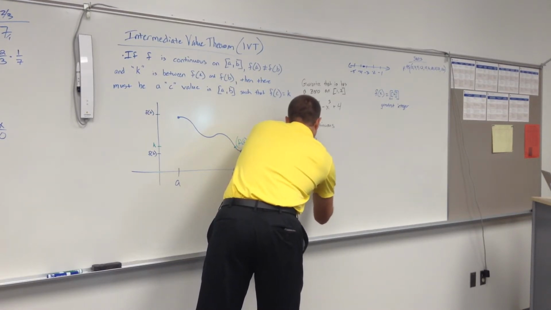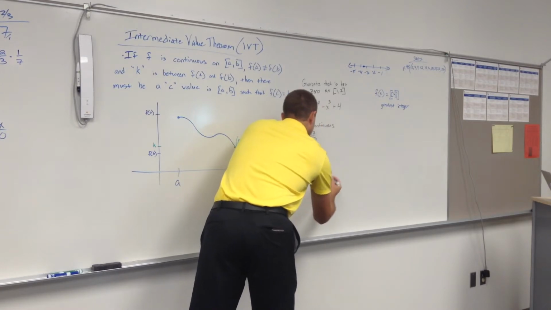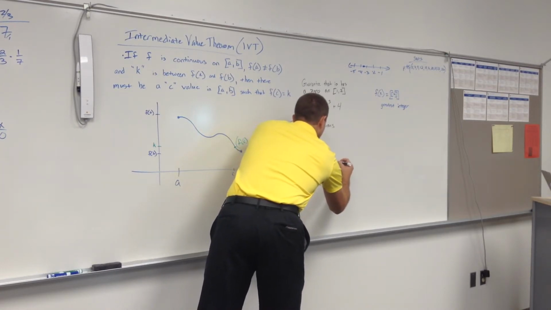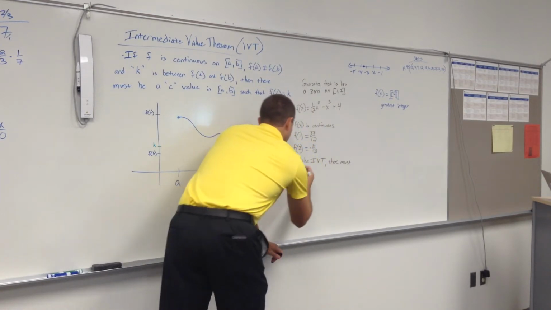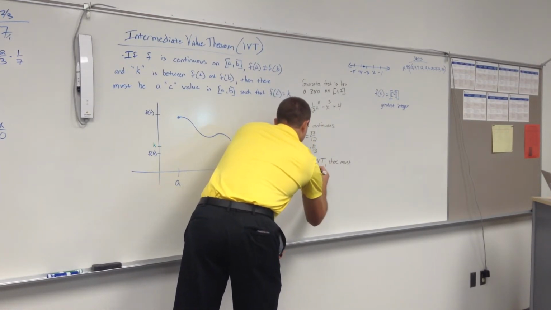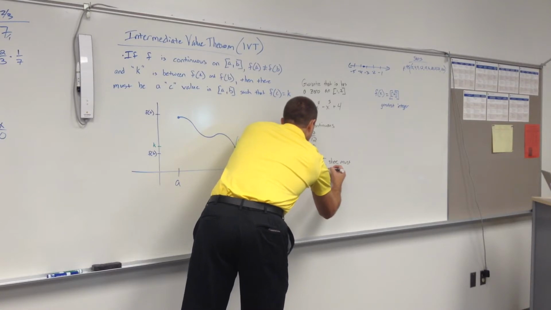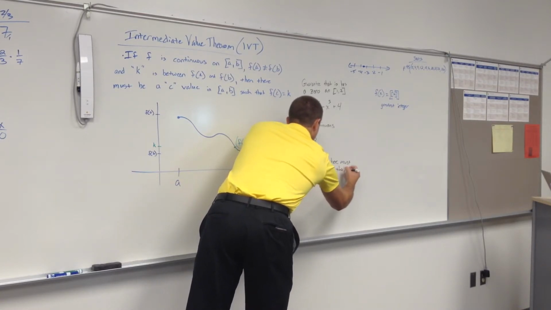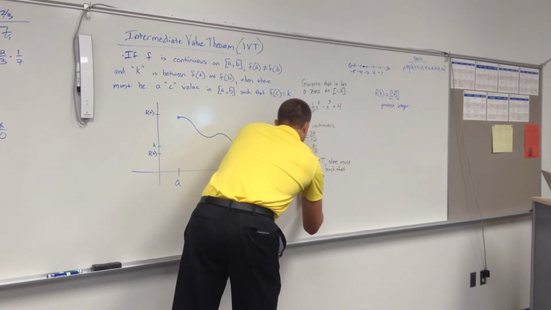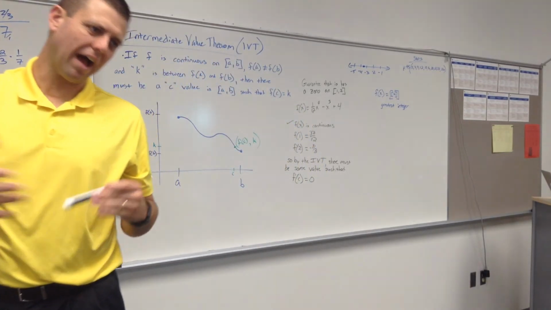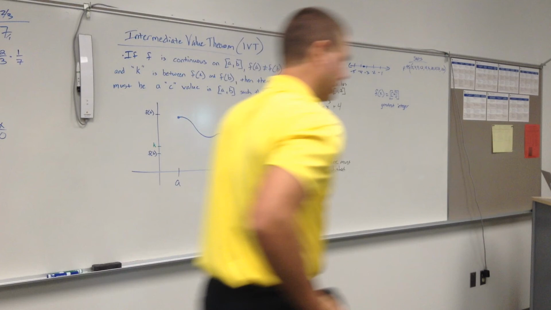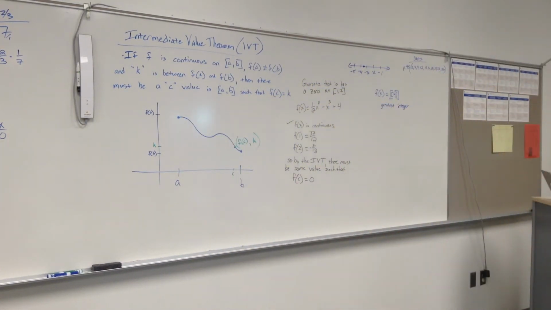So by the intermediate value theorem, there must be some value c such that f of c equals 0. This would be kind of how I would want you to answer this particular type of question.